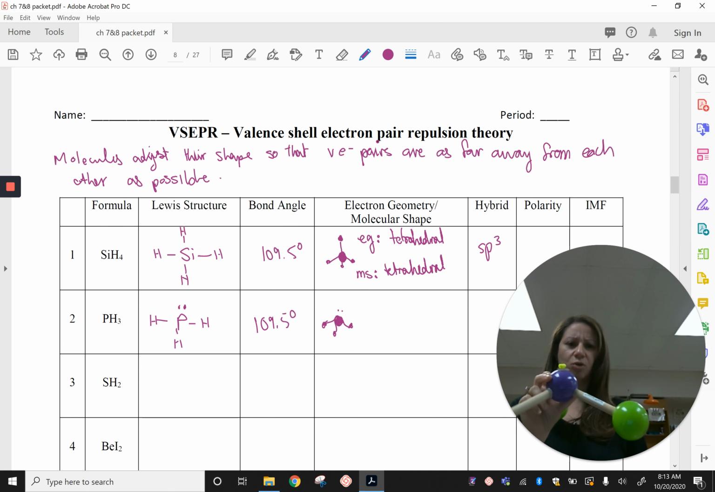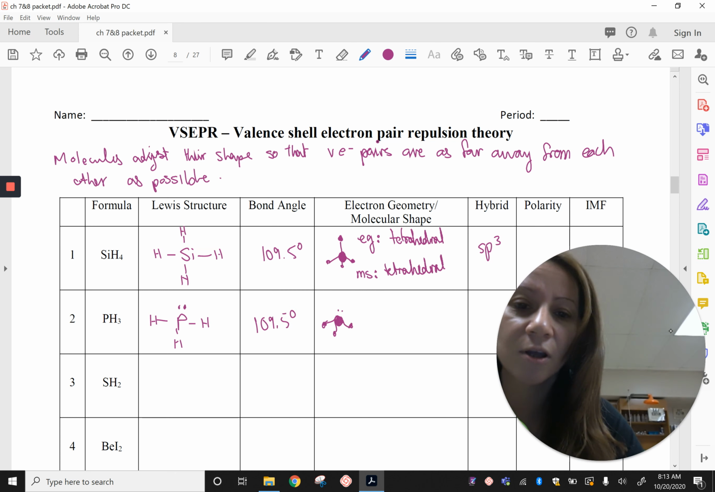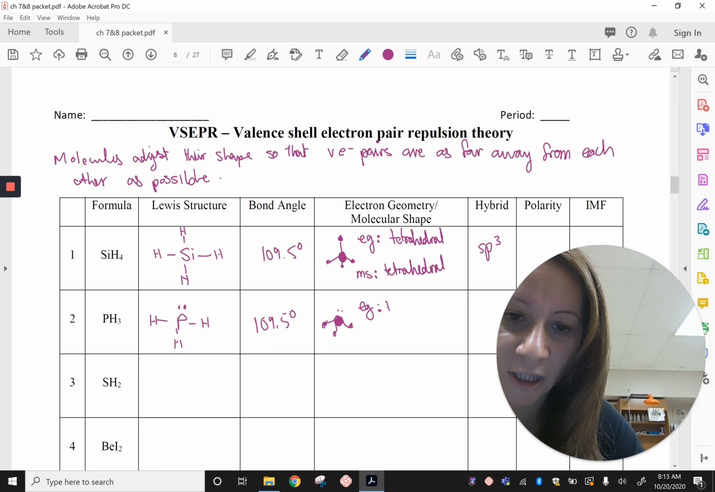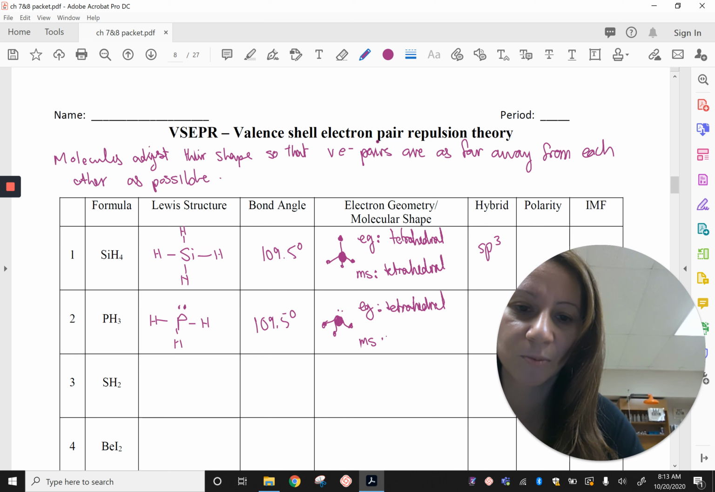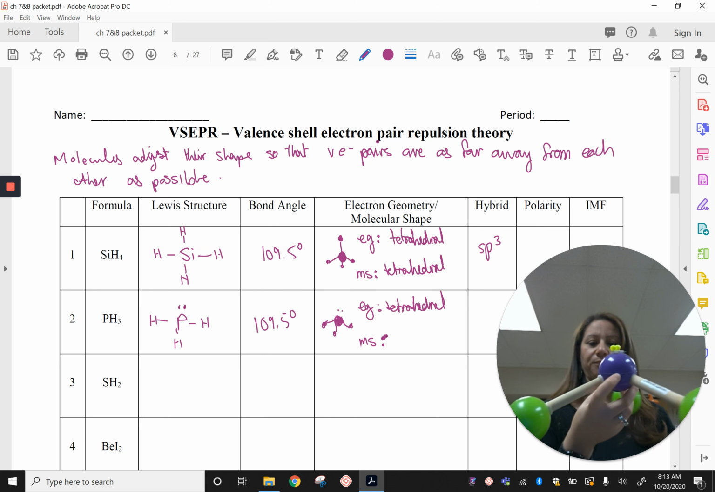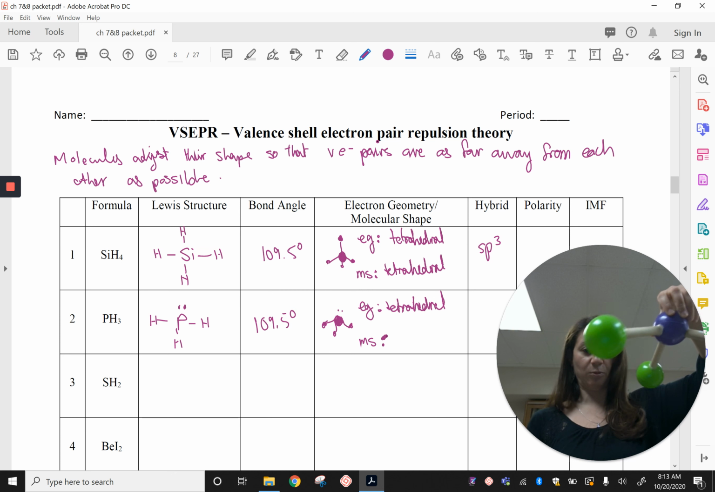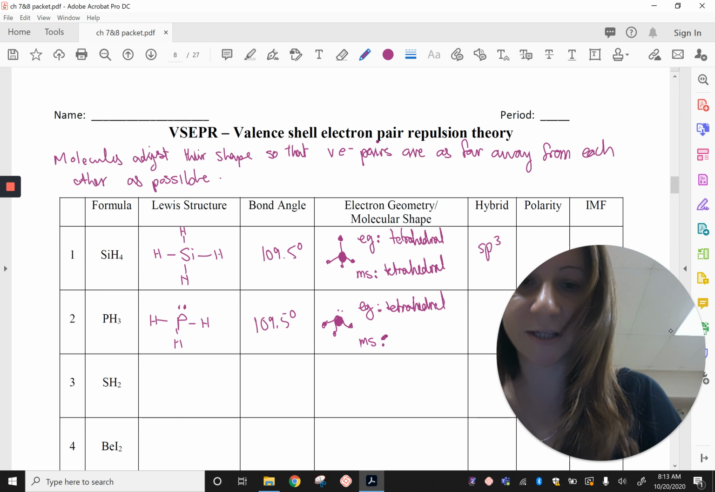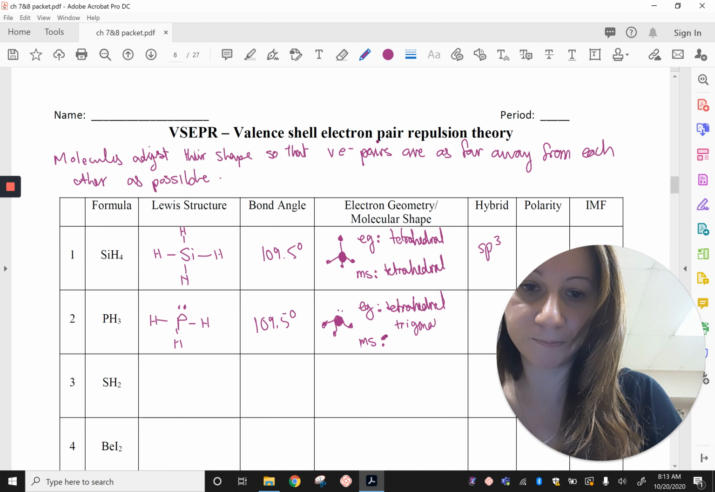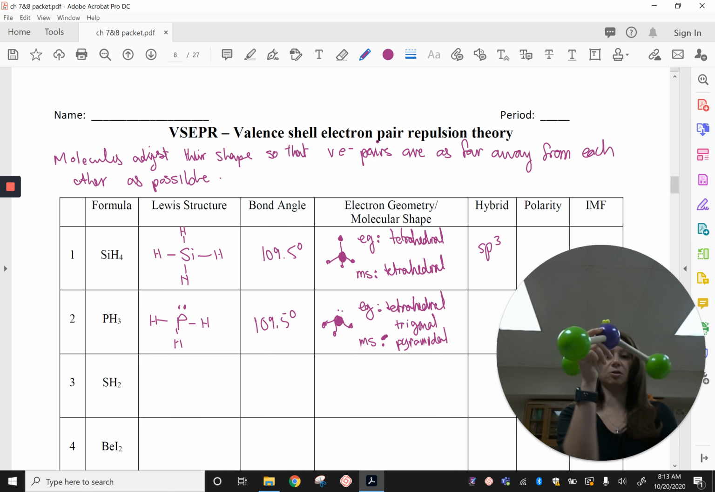So let's look at this shape. The shape that the electrons make is still the same because there's still 4 areas of electrons. So the shape of the electrons is still a tetrahedral. But what is the shape of the molecule now? The shape of the molecule is a little different because not all the electrons are in bonds. And so this shape is called trigonal pyramidal. Let's write that down and then talk about why it's called that.